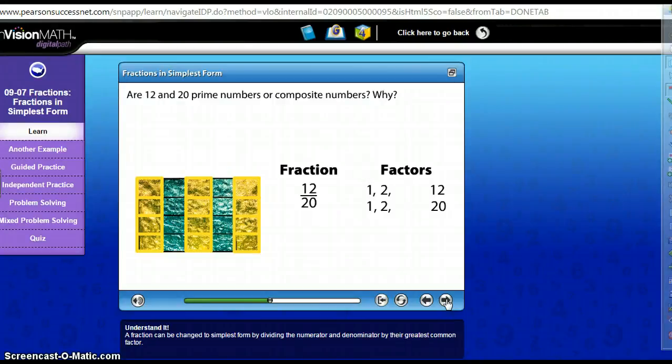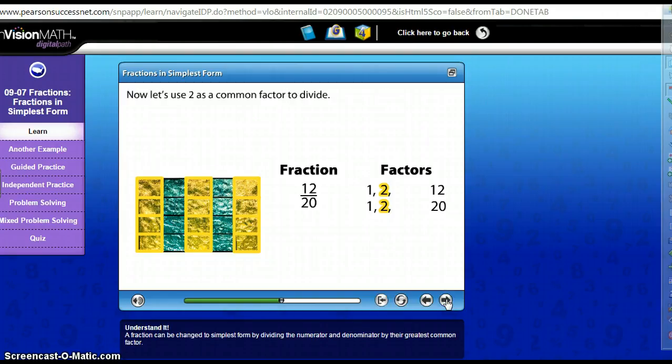Yes. A composite number can be divided by more numbers, has more factors than just 1 and itself. Prime numbers' only factors are 1 and itself. 11 is an example of a prime number. 3 is an example of a prime number. 12 and 20 are composite numbers because 2 is a factor of both.